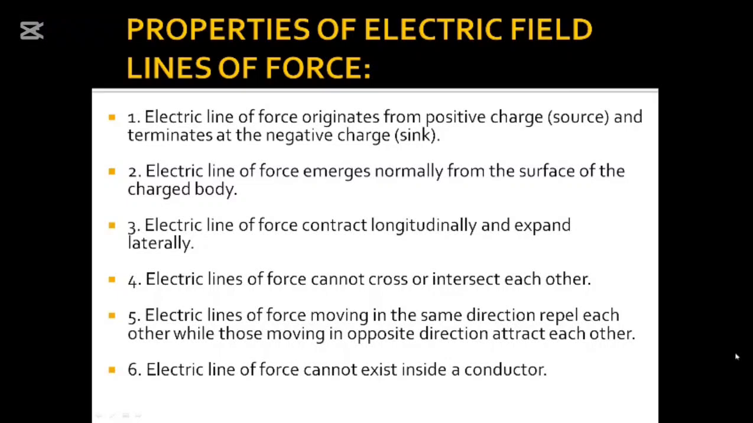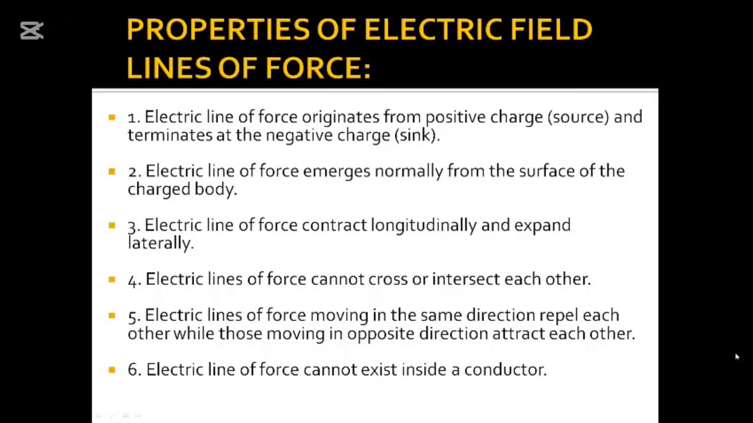Number four, electric lines of force cannot cross or intersect each other. This one is straightforward. That means you cannot draw your lines of force such that one passes through the other. No. All of them stay single on their own without intersecting each other.